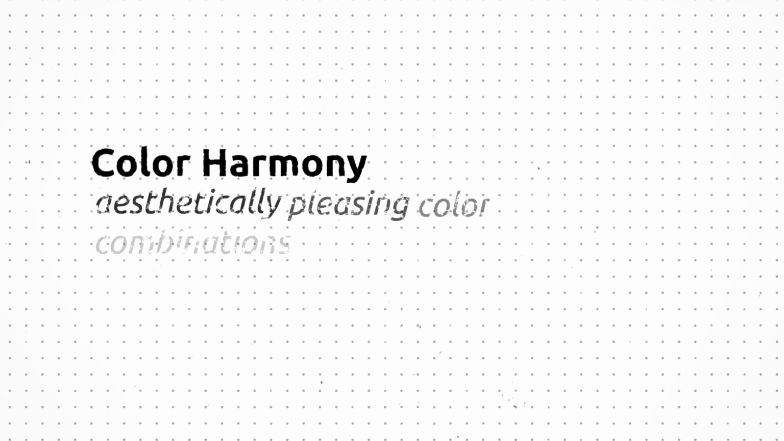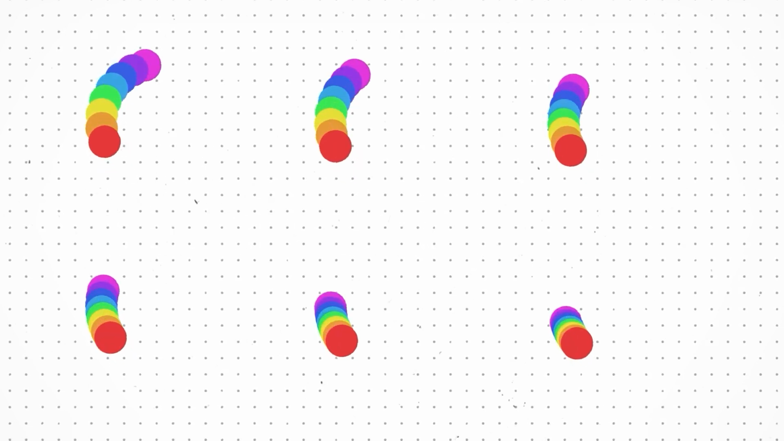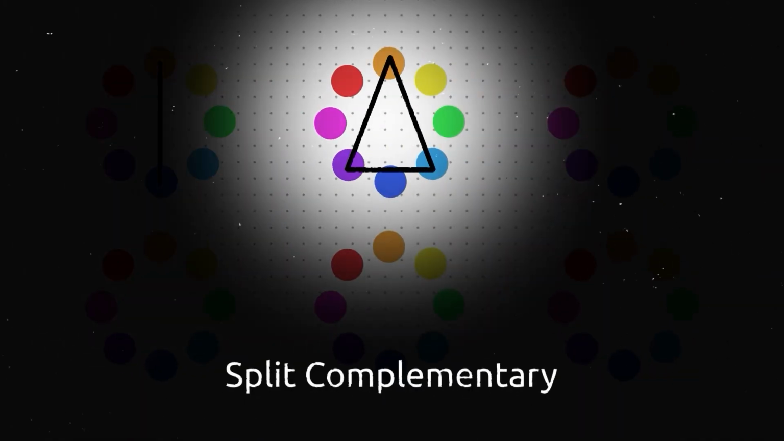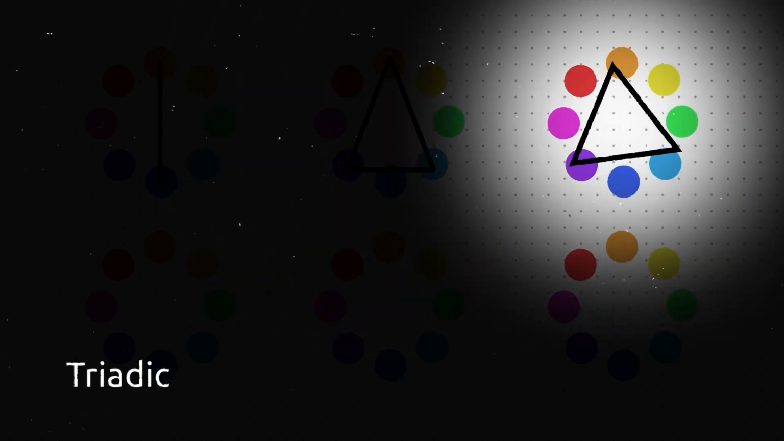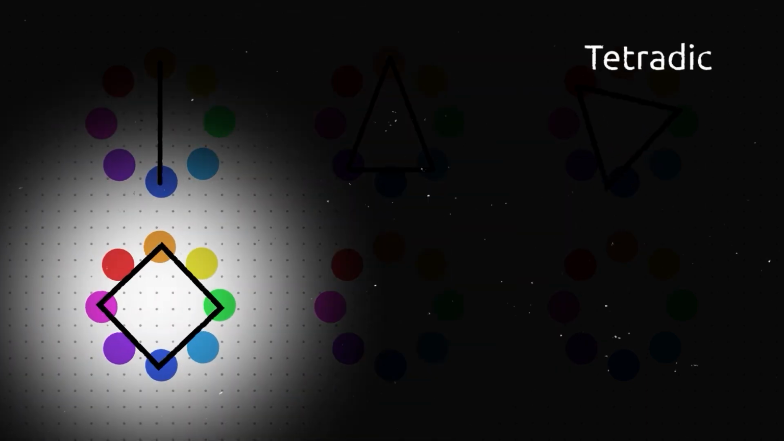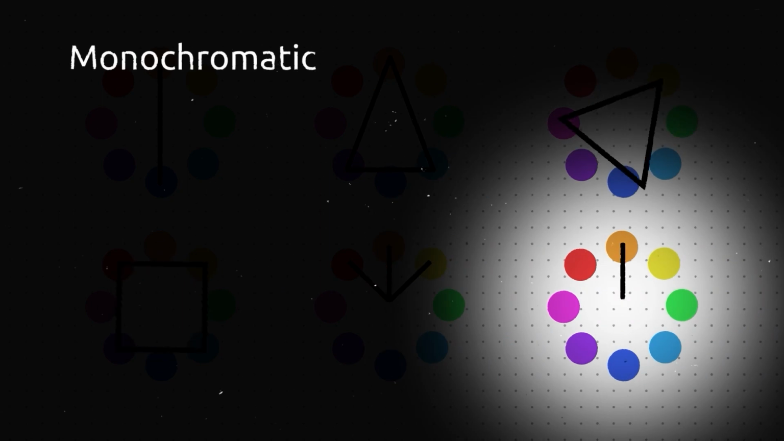Color harmony is the term for aesthetically pleasing color combinations used in art. Pairs of colors opposite each other in the wheel are called complementary. Split complementary is like complementary, except that two colors adjacent to the color's complement are used with the main color instead, thereby forming an isosceles triangle. If it forms an equilateral triangle, then it will be triadic. If a rectangle, then tetradic. Three hues beside each other are analogous, while using only one hue is monochromatic.